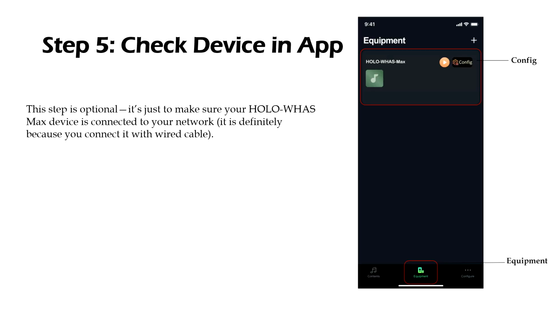Step 5. Check device in app. This step is optional, it's just to make sure your HOLO-WHAS Max device is connected to your network. It definitely is if you connected it with a wired cable.